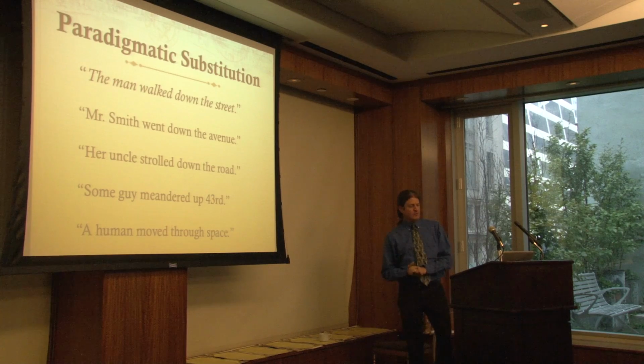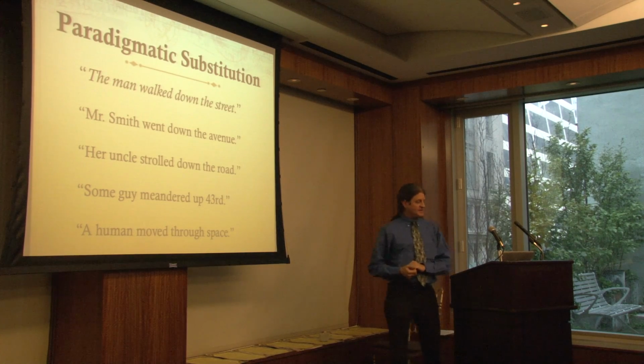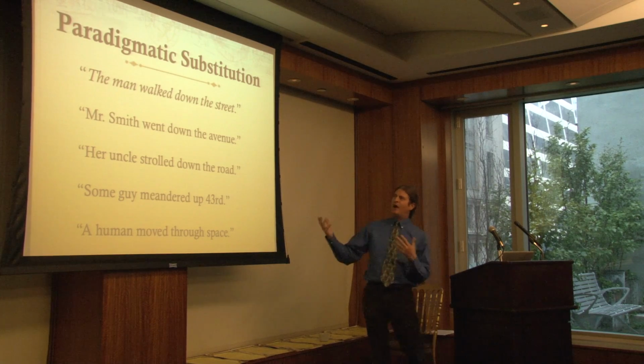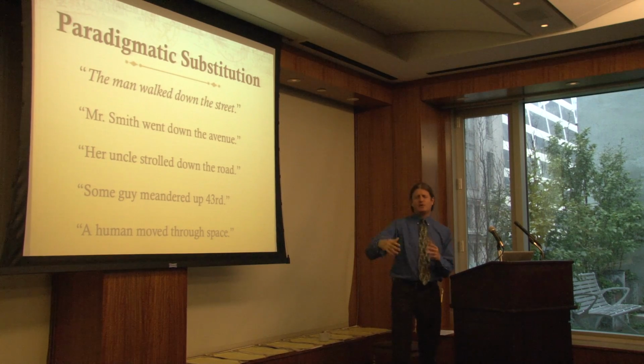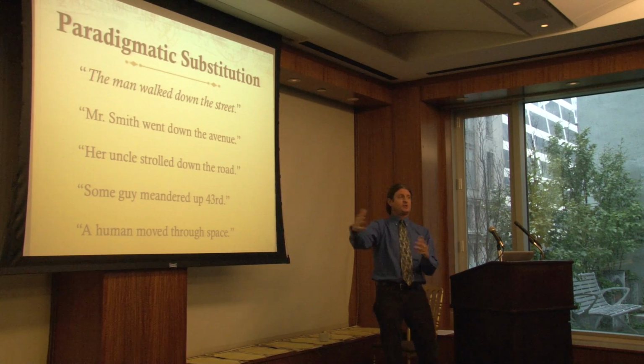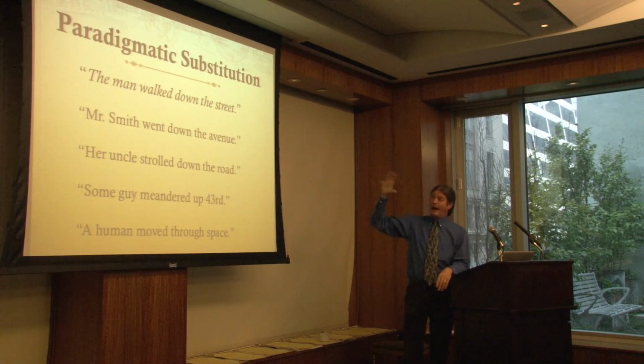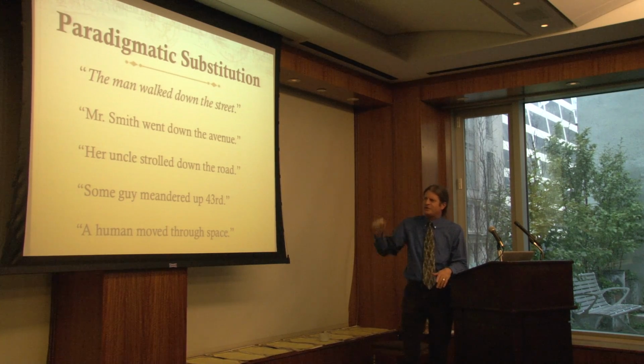So let's take a more robust example here. Here's a classic example of paradigmatic substitution, right? The man walked down the street. This could be paraphrased in a lot of different ways, especially if we include the extra semiotic visuals that let us know who this person was. That could be paraphrased as Mr. Smith went down the avenue. Her uncle strolled down the road. Some guy meandered up 43rd. A human moved through space.